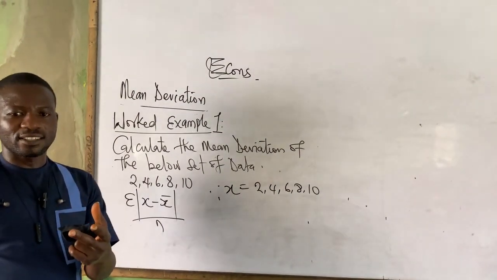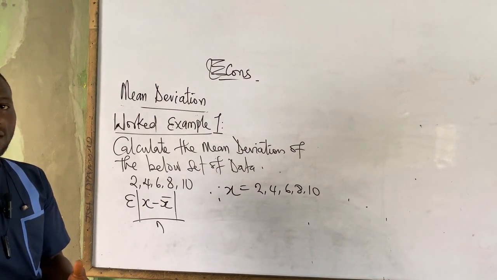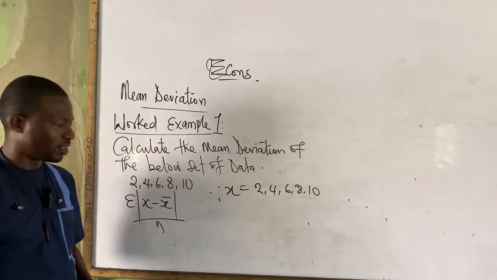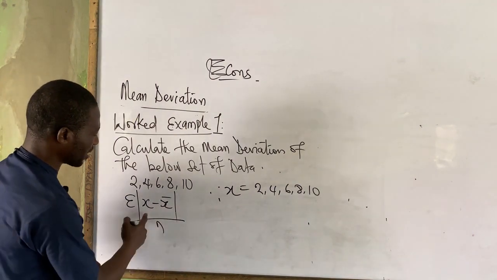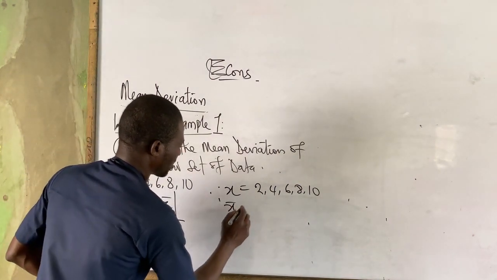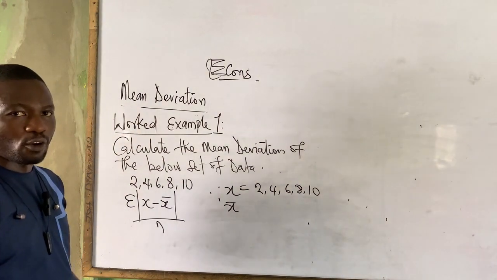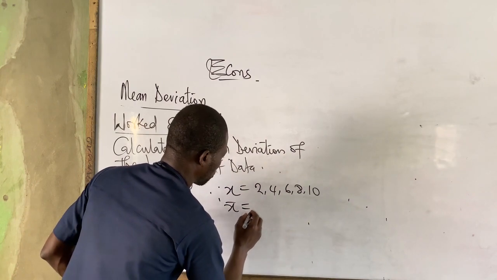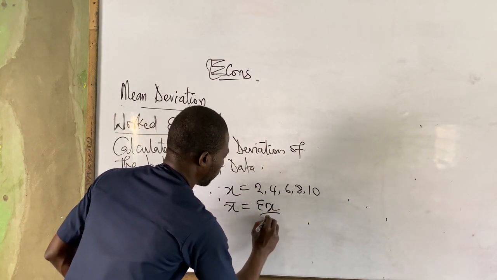After specifying the x, we look at bar x itself. Let's quickly look at bar x. How do we get our bar x? Our bar x itself will be a derivative of another formula. What is that formula? We have bar x equals summation x all over n.